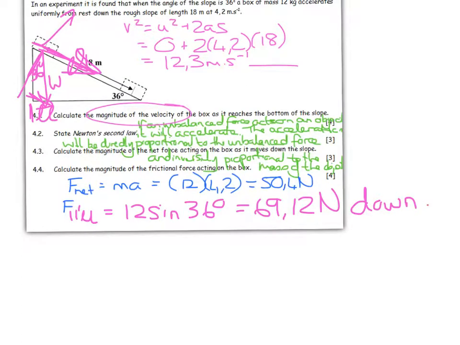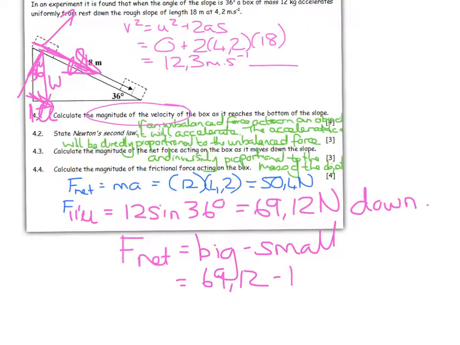And we do know that the net force is equal to the applied force, or the big force, minus the small force. So the big force is 69,12. The small force would be friction. But the net force is 50,4. And therefore, I land up with my frictional force being equal to 18,72 newtons.